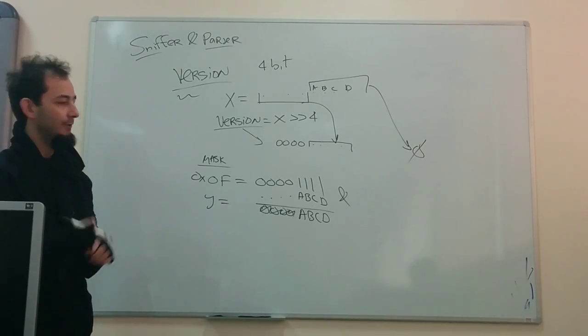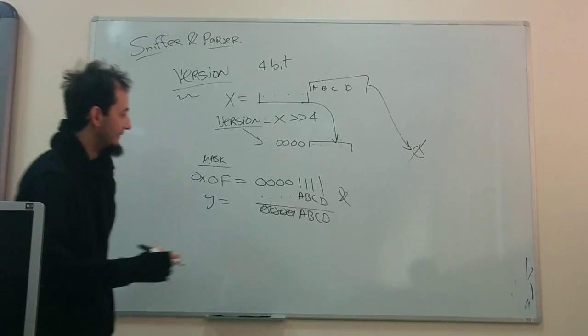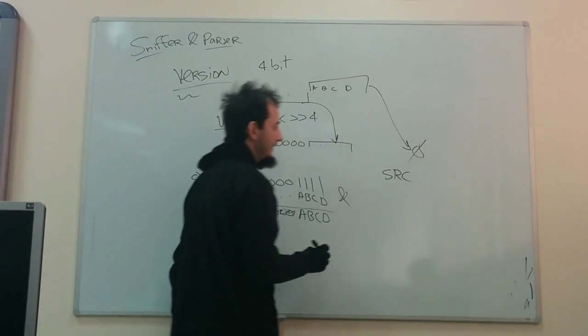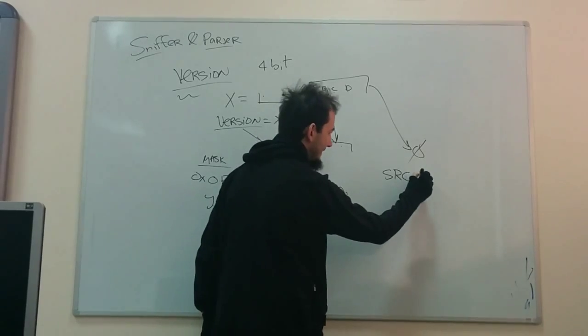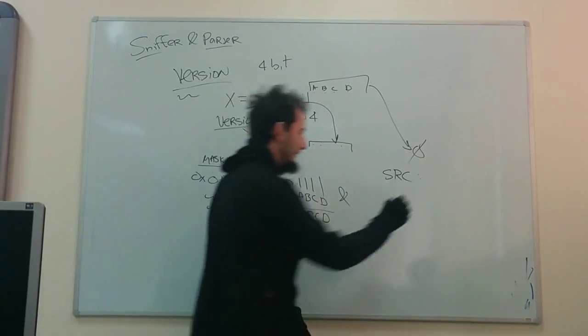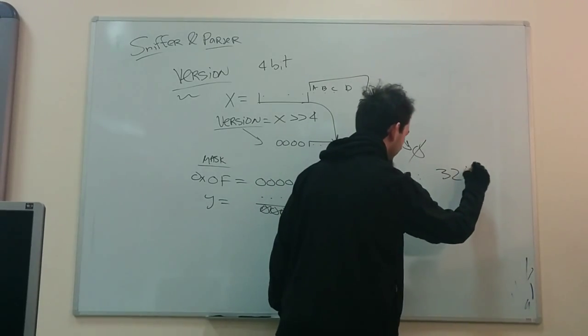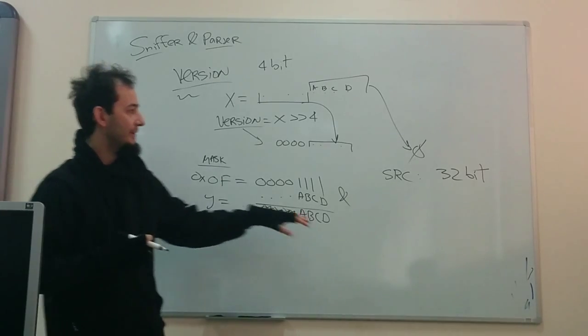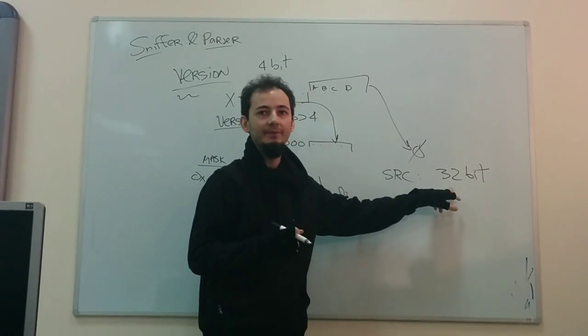However, there will be some complications. For example, at some point in an IP packet, there is a field called source address, which in the case of IP version 4 is 32 bits long. So my question is, how will you extract this number?